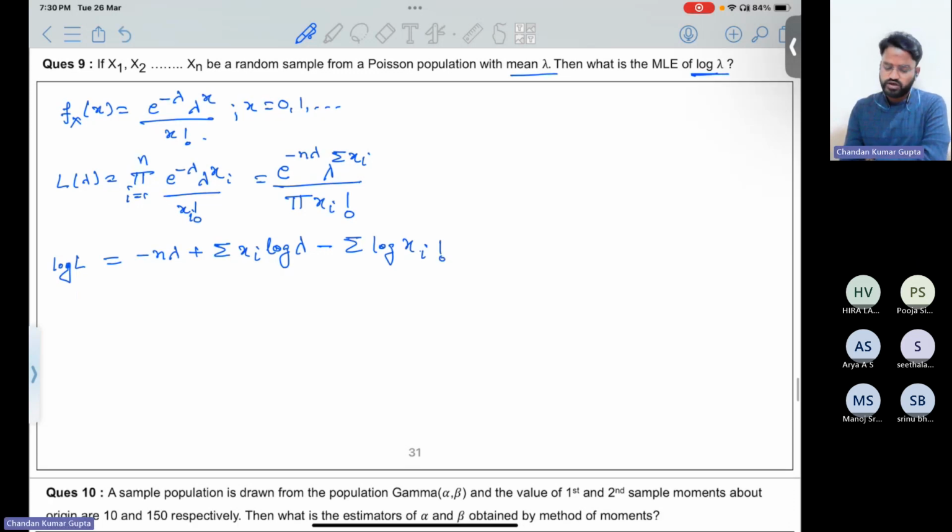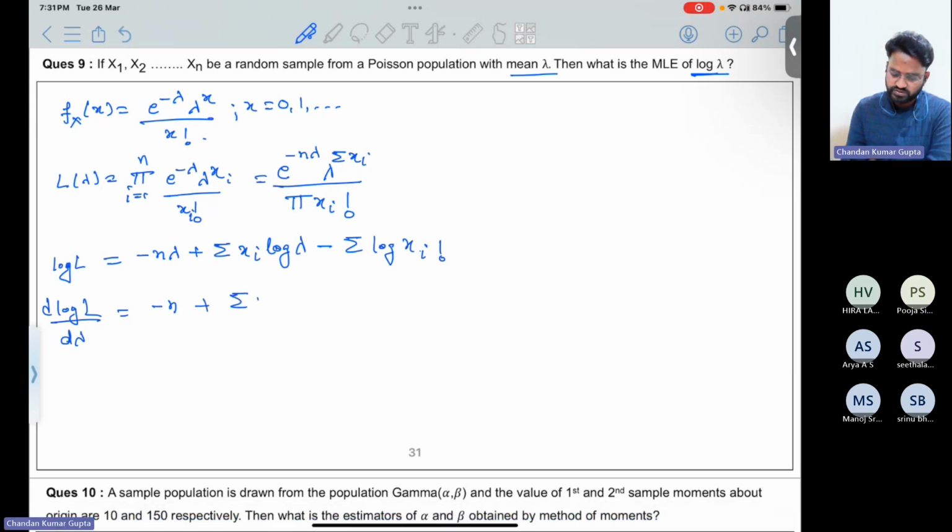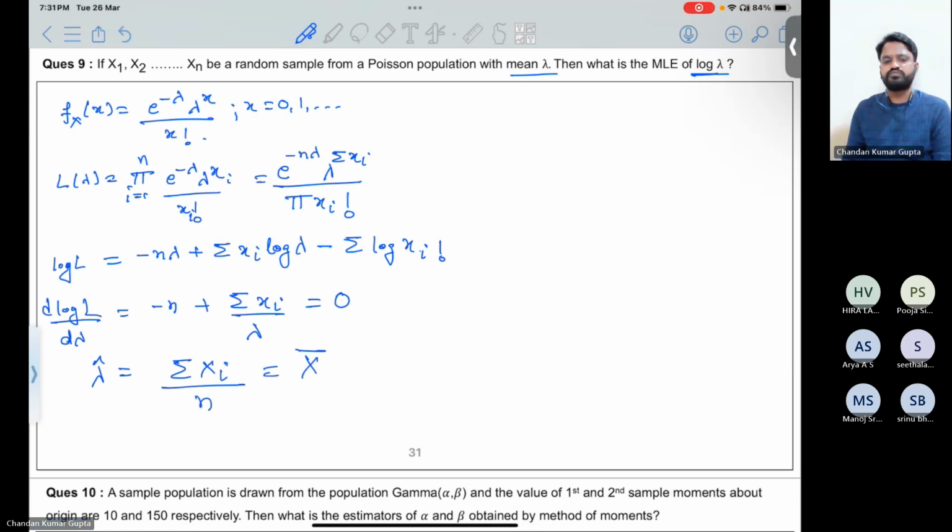Now our aim is to differentiate this. So the next step is d log L upon d lambda, which is minus n plus summation of xi upon lambda. The last term comes out to be 0 because there is no lambda there. Equate it to 0, and we will find lambda cap equal to summation of xi upon n, which is nothing but x bar. So we have calculated the MLE of lambda, which is equal to x bar.